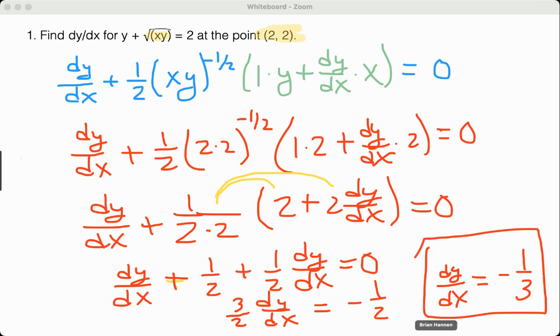So here's the lesson. I want you to remember, if you were ever finding the derivative at a specific point, or maybe you're even writing the equation of a tangent line, which is quite possible, you can plug that number 2 in first. You don't have to solve for dy dx right away.